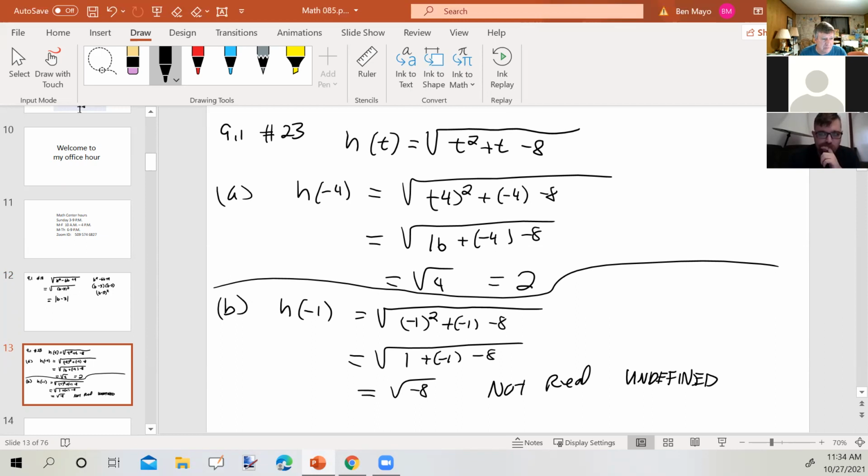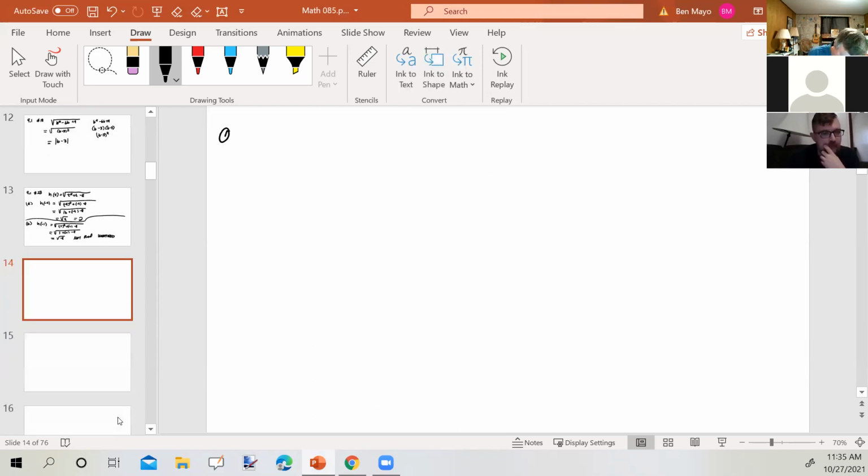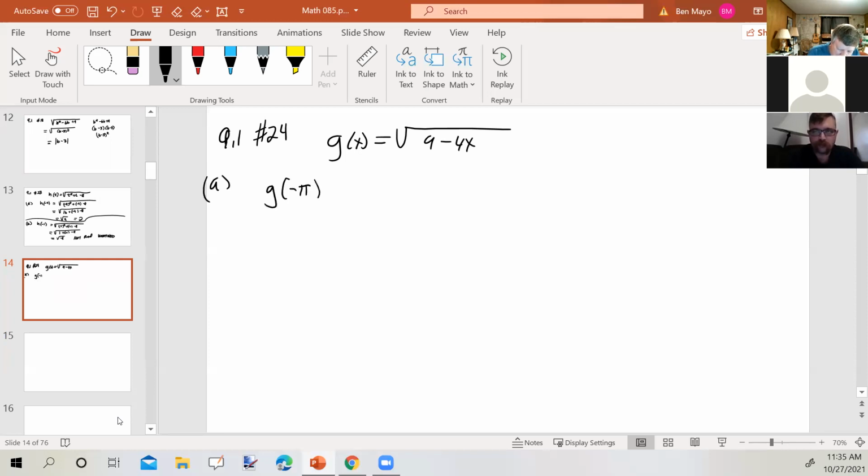Okay, number 24, in the same section. Use a calculator to find each function value, round to the nearest 10,000th. g of x equals the square root of 9 minus 4x. Part A is g of negative pi. So that would be the square root of 9 minus 4 times negative pi, which would be the square root of 9 plus 4 pi. Negative times negative is positive.